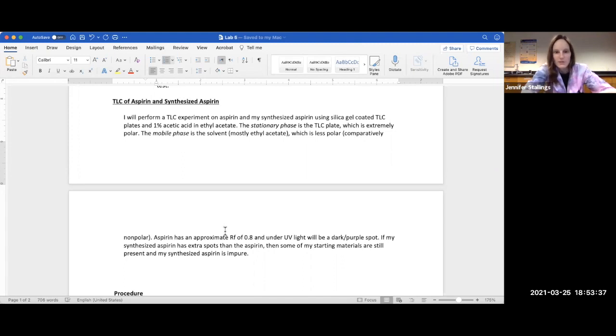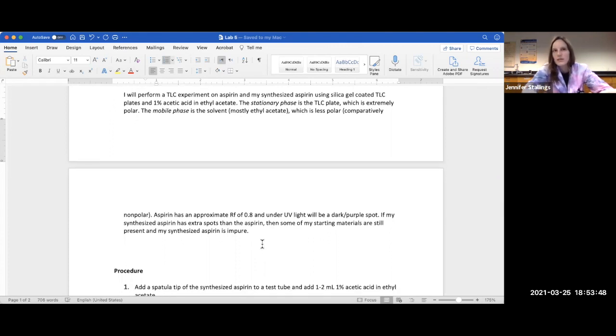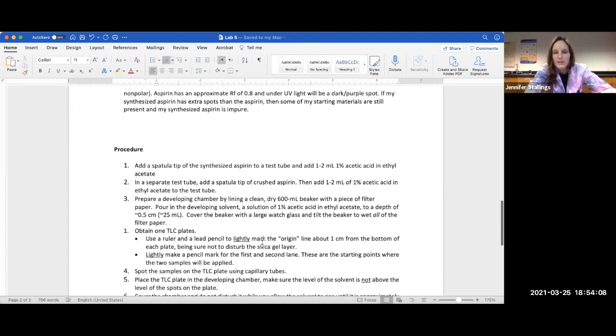So then I'm going to view my TLC plate under UV light, and aspirin should have an approximate RF of 0.8. So hopefully my synthesized aspirin has a similar RF. So hopefully you remember how I'll be calculating the RF. So the distance that the spot moves over the solvent front, how far the solvent goes up the TLC plate. So here is just the process that I'm going to be doing for that.